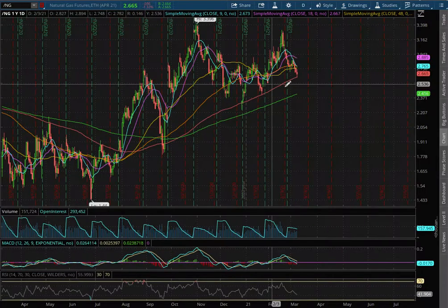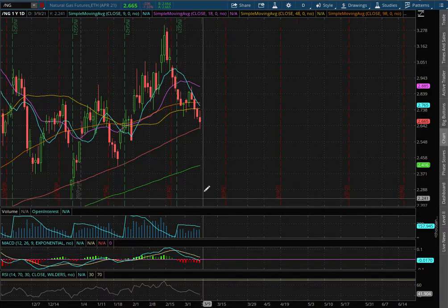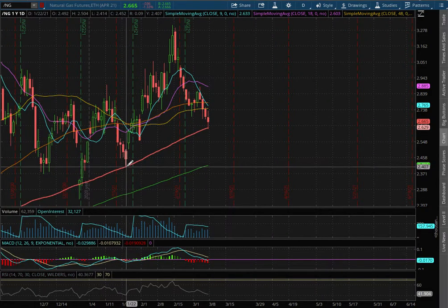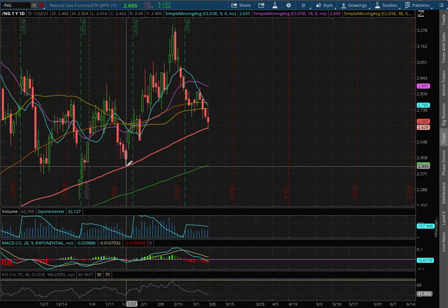As we extend that to the daily chart, we have dipped into negative MACD territory and we're still resting right along the 150 moving average, this red line, which acted as support in the past as indicated back in January 22nd.